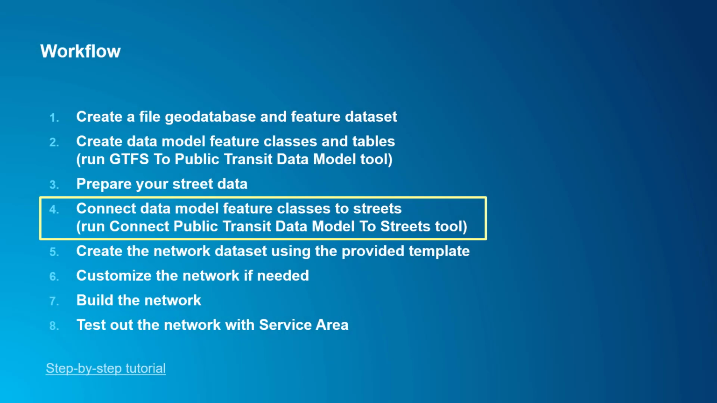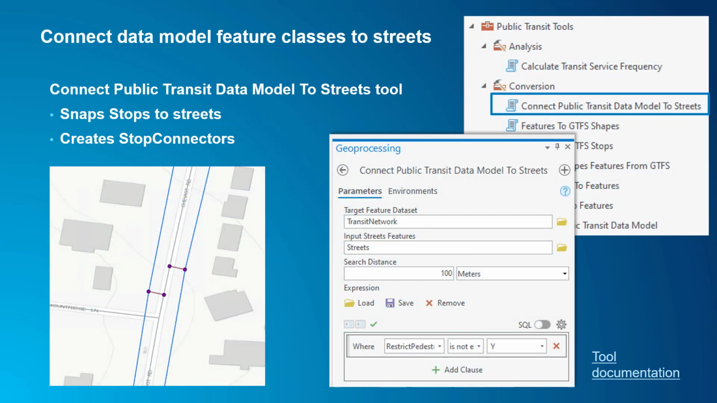Next, we need to connect the transit data model feature classes to our streets. We're going to go one step further with the transit data model this time in creating the stops on streets and stop connectors feature classes. These connect the transit stops to the street features that you want to use for your network. The connections follow a specific set of rules to correctly model transitions between streets and transit lines in the network dataset. You can do this using the Connect Public Transit Data Model to Streets tool. This tool takes your existing data model feature classes and tables and combines it with the street data to create the stops on streets and stop connectors feature classes.